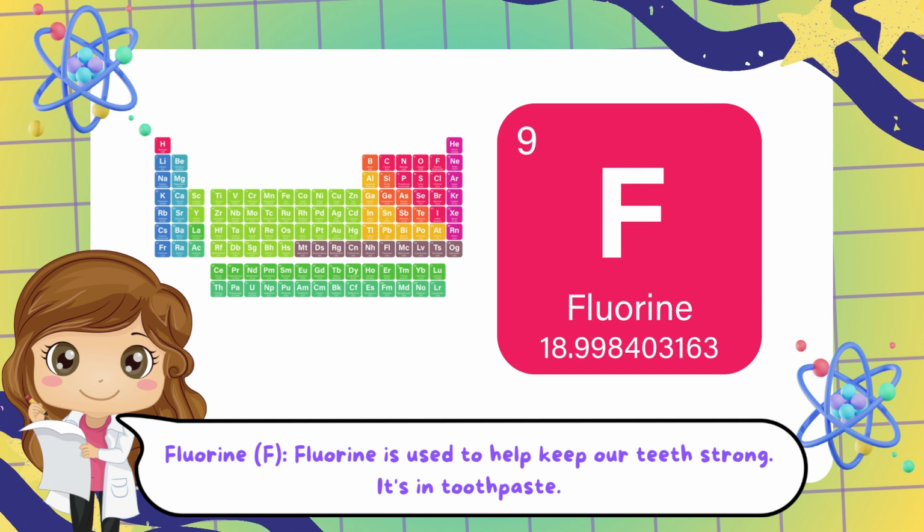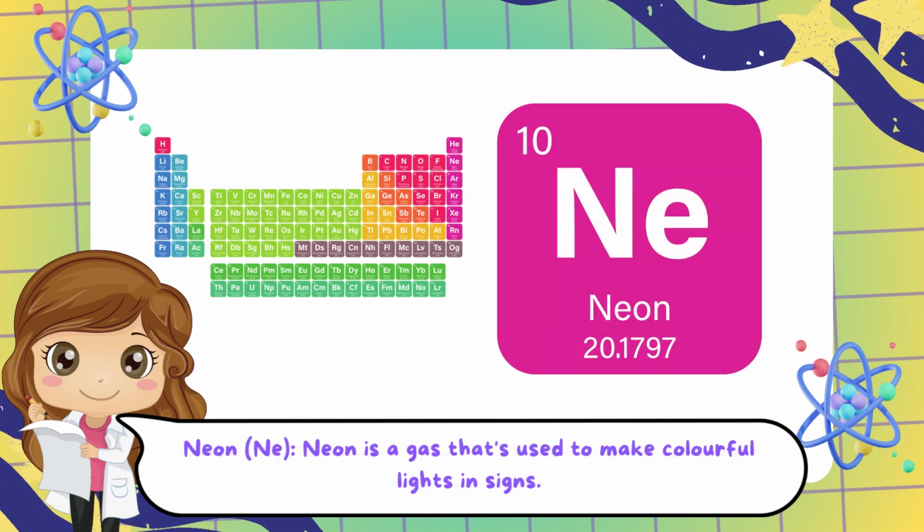Fluorine, F. Fluorine is used to help keep our teeth strong. It's in toothpaste. Neon, N-E. Neon is a gas that's used to make colorful lights and signs.